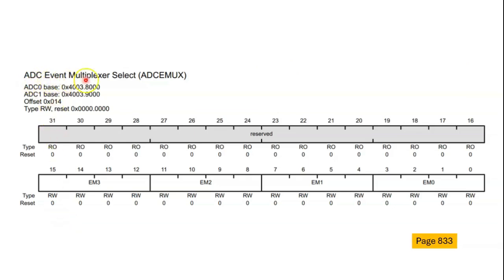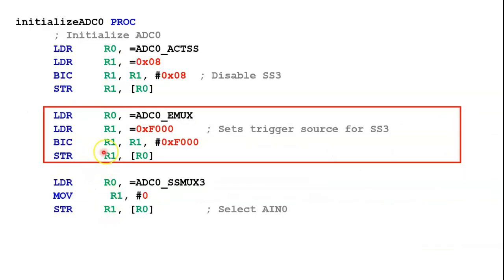The ADC event multiplexer select register, or the ADC EMUX, basically initiates sampling for each sample sequencer. Now, each sample sequencer can be configured with a unique trigger source. Now, bits 12 to 15 trigger the source for sample sequencer 3. All right, let's take a look at the code that does that.